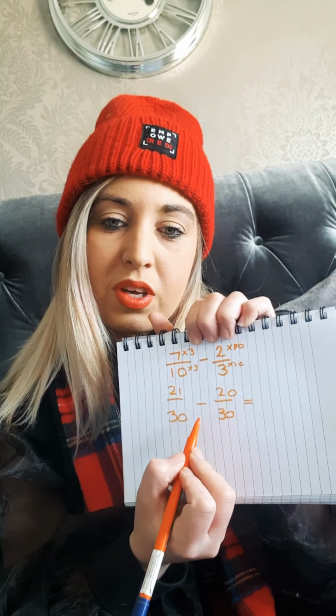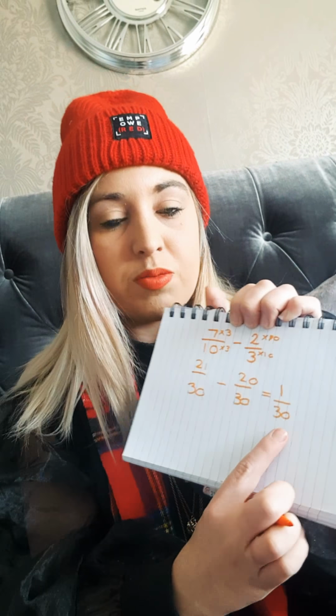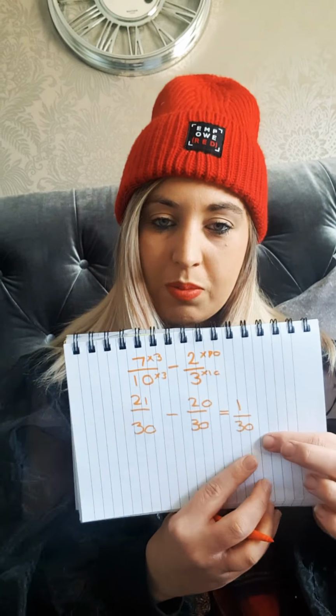So again, we're just looking at the top bit. Now this time, because it's a take away, we're going to take away this number from the first one. So 21, take away 20, will leave me with just 1, and the denominator stays exactly the same. Now in this case, this one can't be simplified, nor can it be changed to a mixed number. So we would just leave that as 1/30.